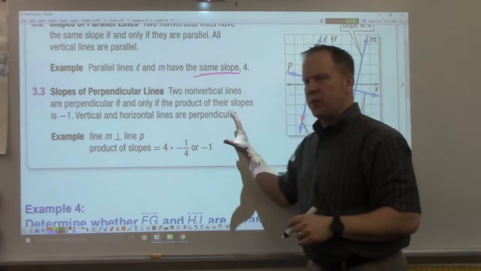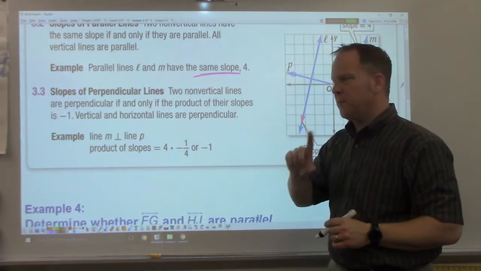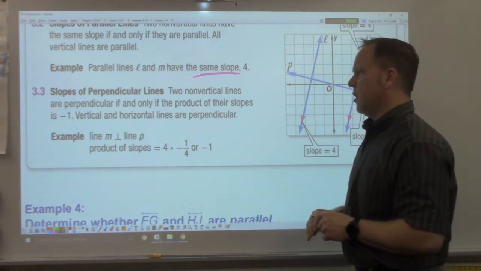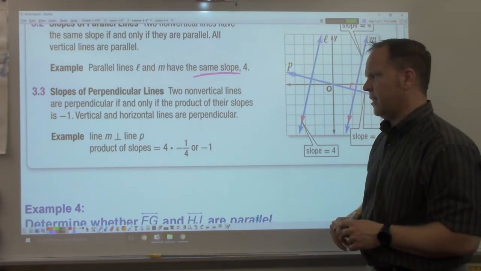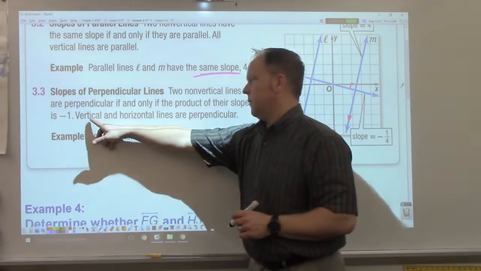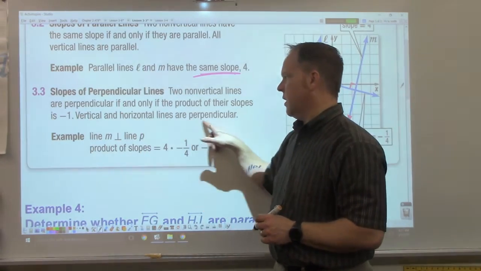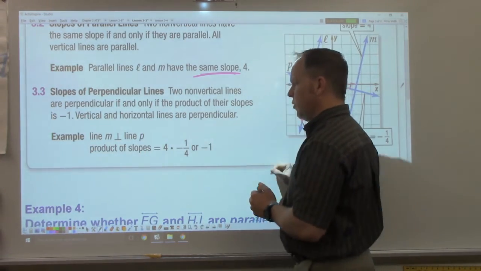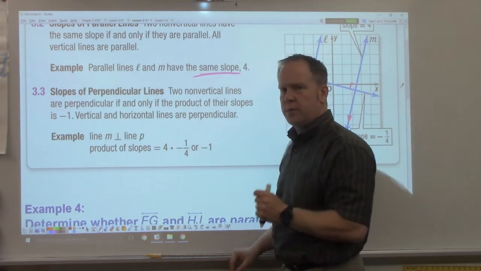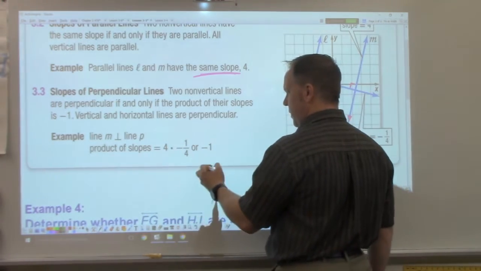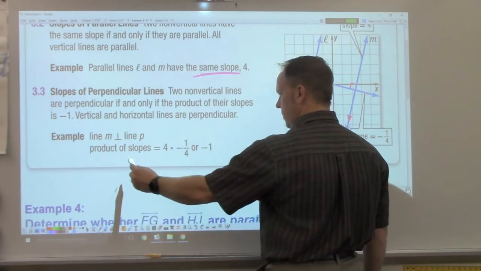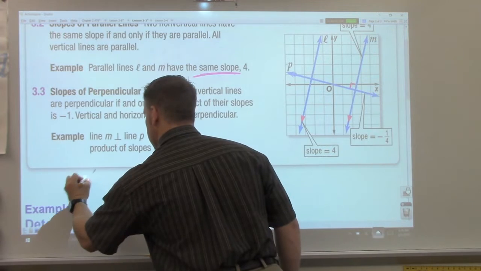Perpendicular lines. Now if you read this, it sounds a little more confusing. Let me simplify that for you. Two non-vertical lines are perpendicular if and only if the product of their slopes is equal to -1. Very important here, vertical and horizontal lines are perpendicular. But let's look back at this. The product of their slopes is -1. How does that happen? Well, the simplest way to put perpendicular lines, I'll write it right underneath.